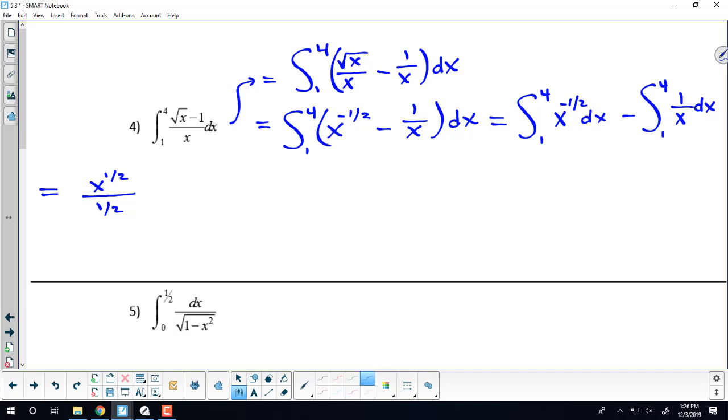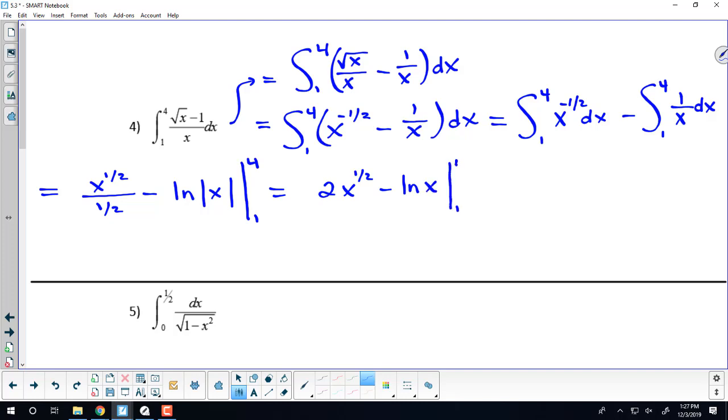What's the antiderivative of 1 over x? Natural log of x. So that one's the natural log. Technically, we should use the absolute value. That is the antiderivative of 1 over x. Would you want to simplify that fraction? Yeah. Just say 2 square root of x. Yeah, I would do that. And both of them are evaluated from 1 to 4. So we'll just rewrite this: 2x to the 1/2 minus the natural log of x.